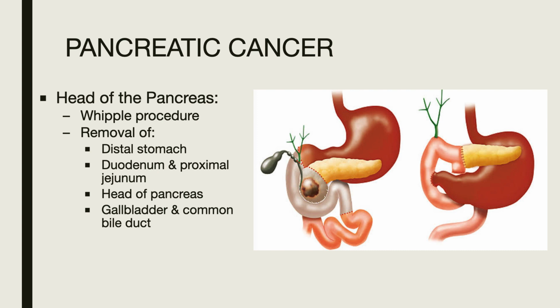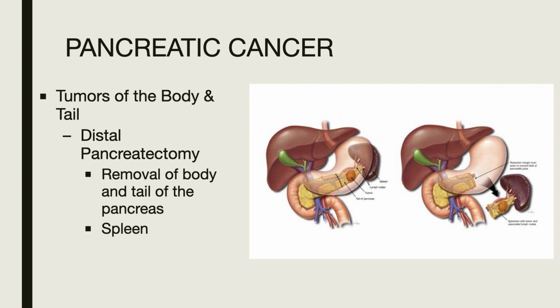if the pancreatic tumor is located at the head of the pancreas, then the surgeon can do a Whipple procedure. This is a removal of the distal stomach, shown in the picture, removal of the duodenum and proximal jejunum, the head of the pancreas, and the gallbladder and common bile duct. And for tumors of the body and tail, distal pancreatectomy may be done, that is, removal of the body and tail of the pancreas as well as the spleen.